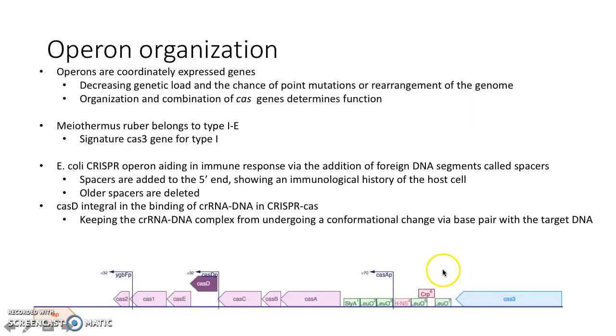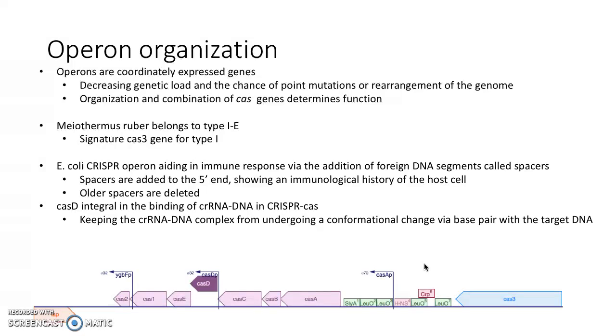E. coli CRISPR operon aids in the immune response via the addition of foreign DNA segments called spacers. They're all added to the 5' end of the CRISPR array, which can show researchers an immunological history of the host cell. Now, this mechanism isn't very well known, and old spacers are deleted to save, again, the genetic load of the organism, but it's not really known how or why that happens.